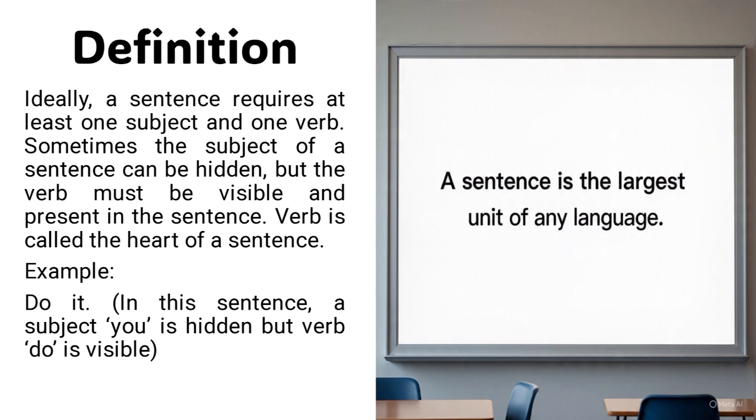Sometimes the subject of a sentence can be hidden, but the verb must be visible and present in the sentence. Verb is called the heart of a sentence. Example. Do it. In this sentence, a subject you is hidden but verb do is visible.